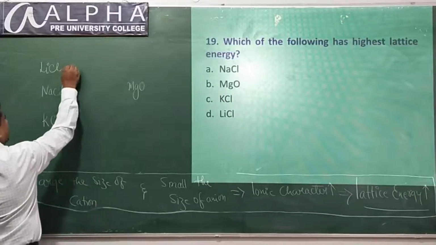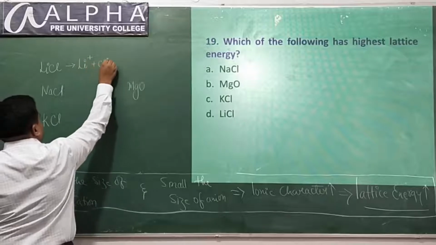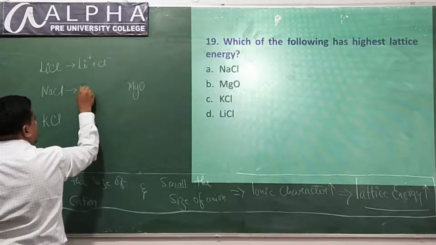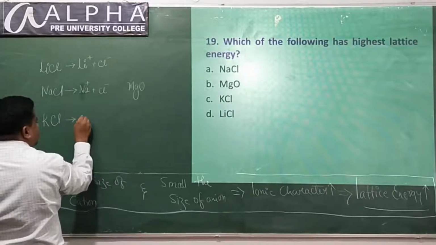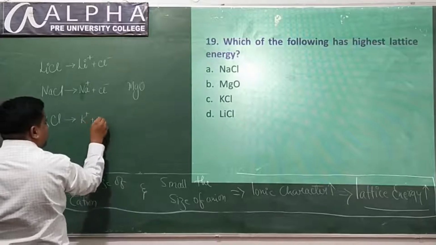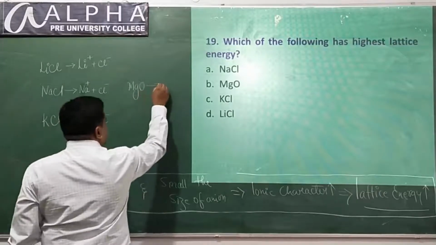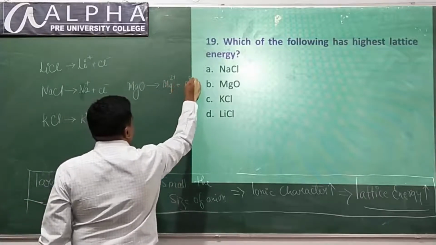We know lithium chloride is formed from what? Lithium ion and chloride ion. Sodium chloride is formed from sodium ion and chloride ion. Potassium chloride is formed from potassium ions and chloride ions. And magnesium oxide is formed from magnesium ion and oxide ion.